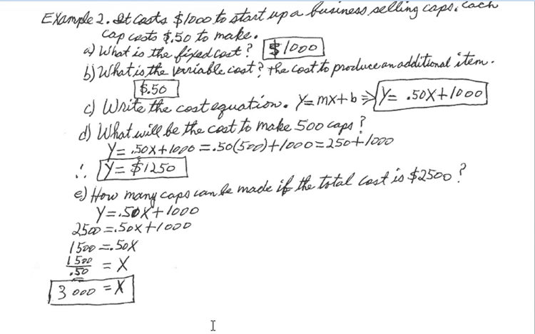$2,500. So solving for x, we subtract 1,000 from both sides of the equation, giving us 1,500 equals 0.50x. Then divide both sides by 0.50 and we get x equal to 3,000, which is the number of caps that need to be made in order to have a total cost of $2,500.